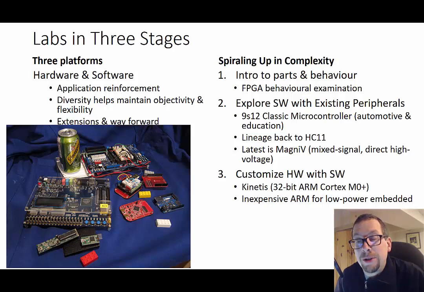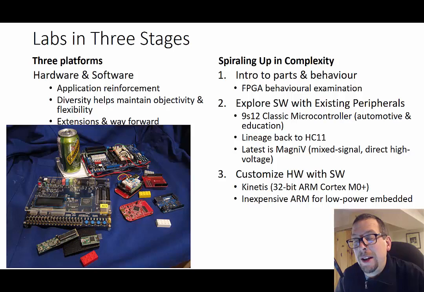After that, we're going to switch over to using existing peripherals with sort of software programming using the 9S12 microcontroller. It's a really classic microcontroller that has a lineage that dates back to the HC11 that was used throughout the 1980s and 90s. So it's a really classic, well-studied microcontroller. The latest version of it's called the Magna V. It's used a lot in automotive applications, and so that'll be the second half, or the second part of the lab session.